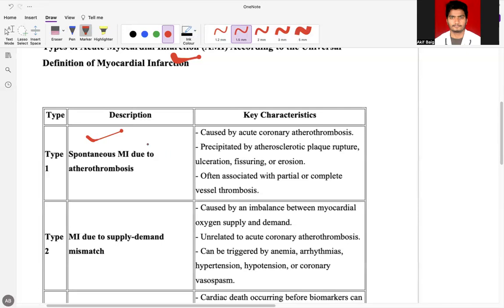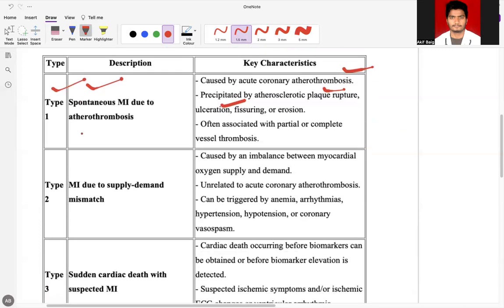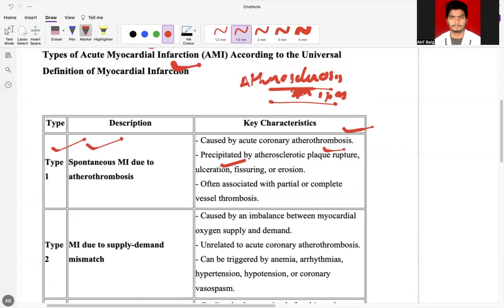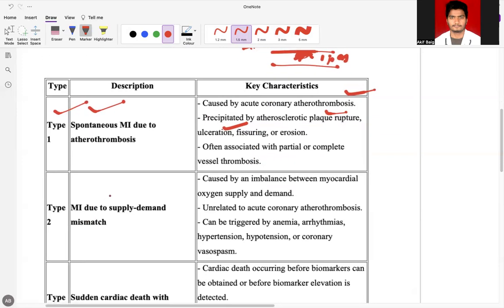That means that if an MI is occurring because of the routine process of atherosclerosis, that is, the atherosclerosis starts forming slowly, that is the formation of plaque, deposition of lipids, attraction of macrophages and attachment of platelets and all. So the complete atherosclerosis process occurs, and if MI is occurring because of plaque rupture, so this plaque, if it gets ruptured, ulceration, and if this is leading to atherothrombosis or MI, then it is called type 1.